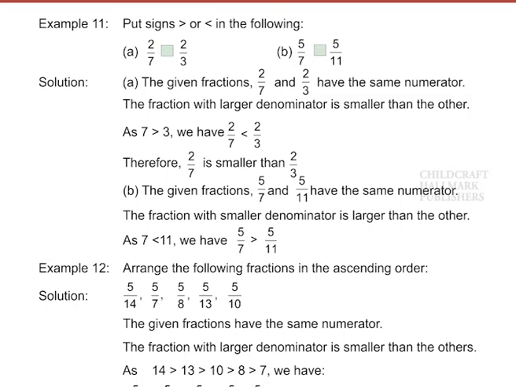The given fractions 5 by 7 and 5 by 11 have the same numerator. The fraction with smaller denominator is larger than the other. As 7 is less than 11, we have 5 by 7 is greater than 5 by 11.